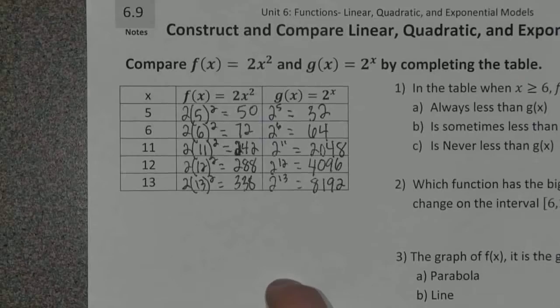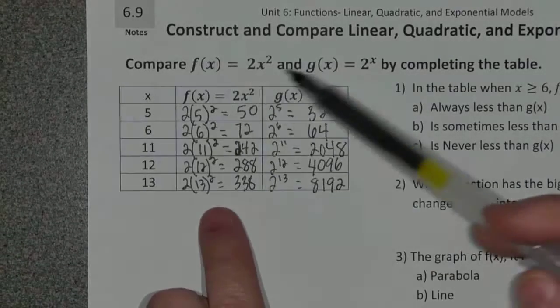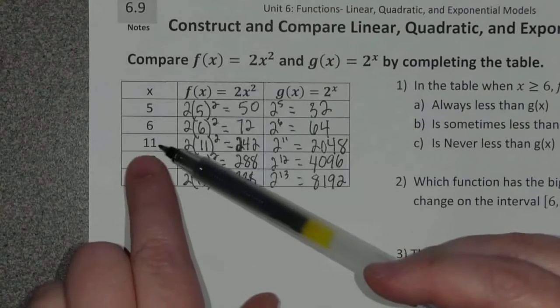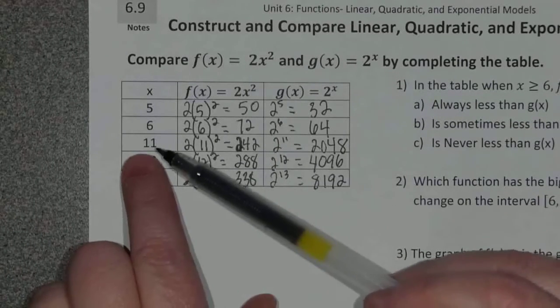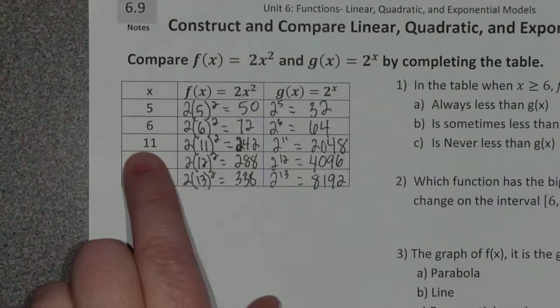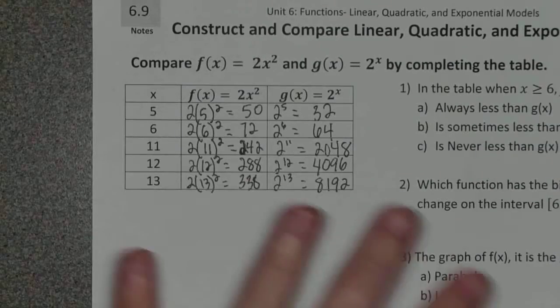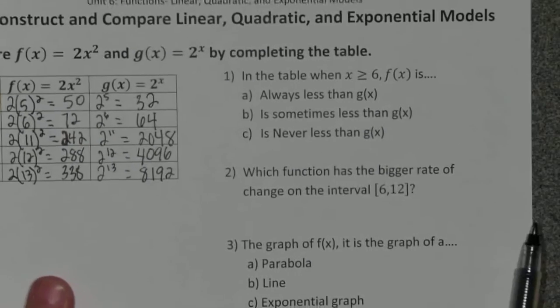Okay. So really all we did was we substitute these x values in place of x, and we found a whole bunch of ordered pairs. This would be 11, 242 for the f function, 11, 2048 for the g function. So we found a whole bunch of ordered pairs. So now what we're going to do is we're going to come over and see if we can answer the questions about the table that we just made.